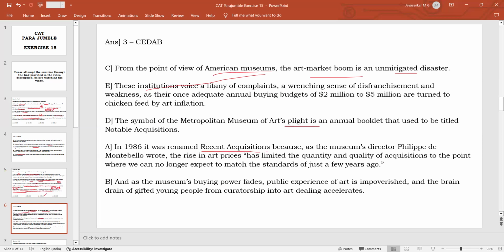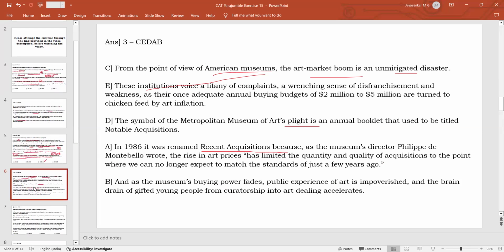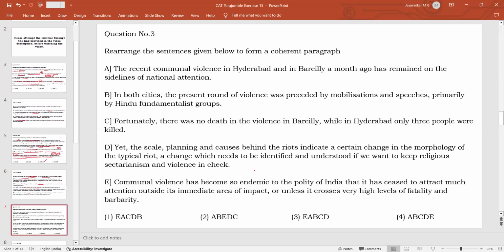but now in 1986 it was renamed Recent Acquisitions because of the limited quantity and quality of the acquisitions due to the budget problem. Since the museums are not able to buy good works of art, public experience of art is impoverished. Not only that, young people are moving away from curatorship into art dealing. So this is the consequence. This becomes a very good logical sequence that can clearly make the passage meaningful. So this should be your answer.